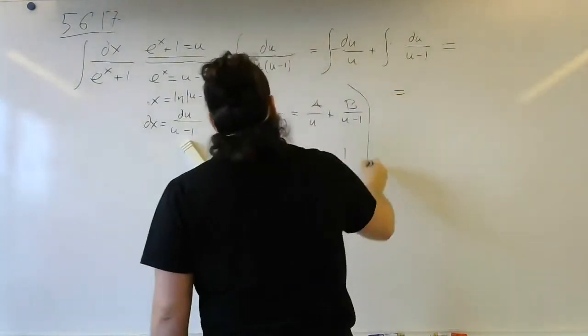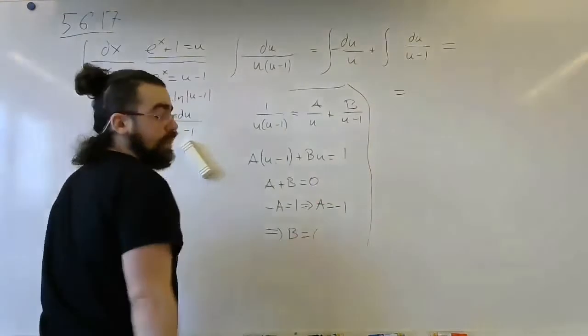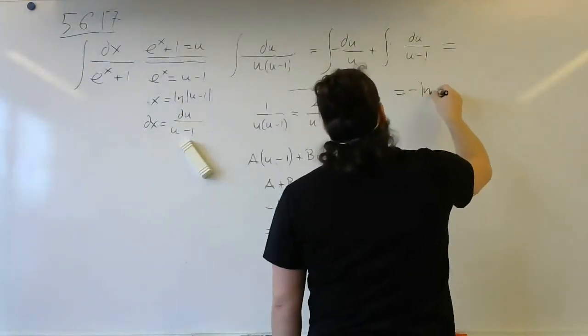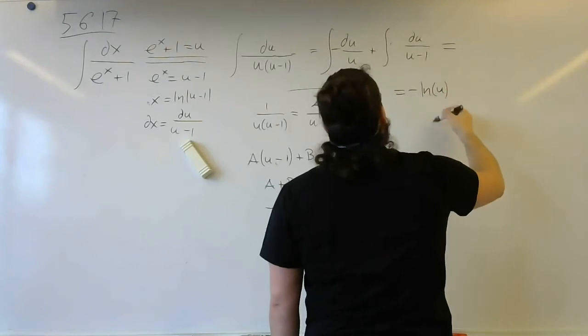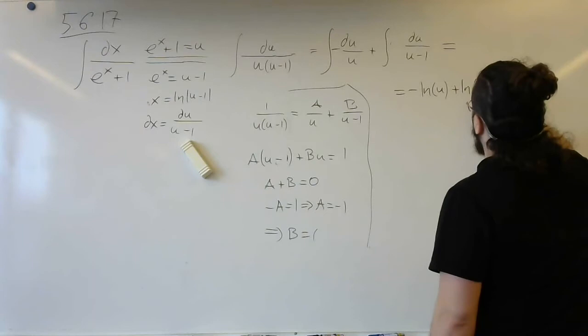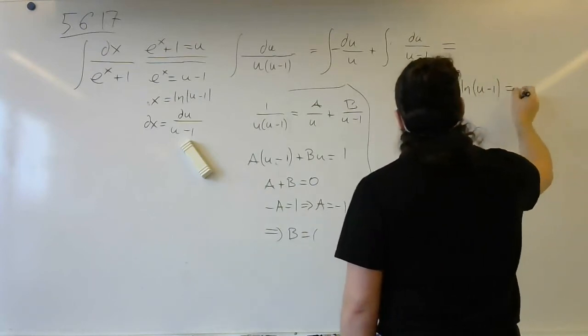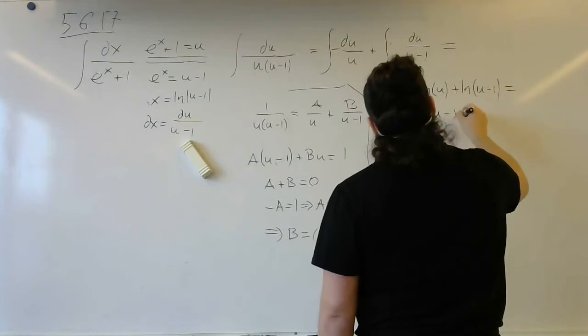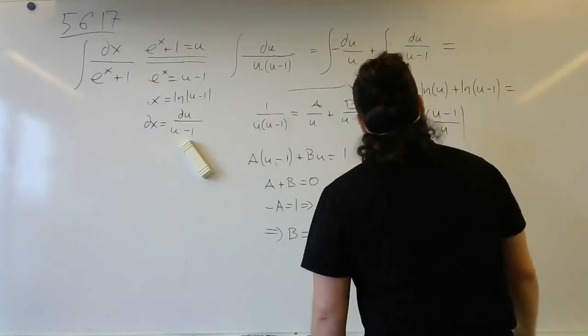Now these two integrals are immediate. First one, logarithm of u. Second one, logarithm of u minus 1. So this is the logarithm of u minus 1 over u.